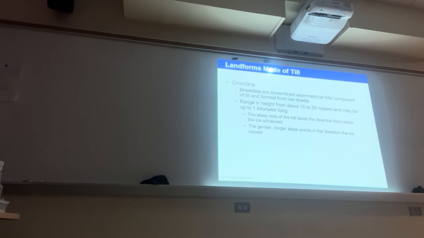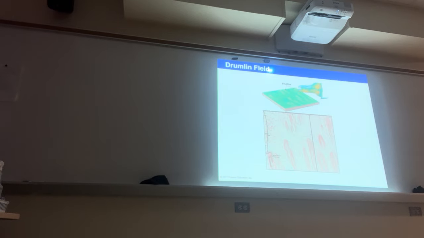These are streamlined asymmetrical hills composed of till formed from ice sheets. Again, I'm not going to quiz you too much on all these specific features, but just be mindful that some of them might come up in their definition. These are what drumlins look like, tiny little hills.